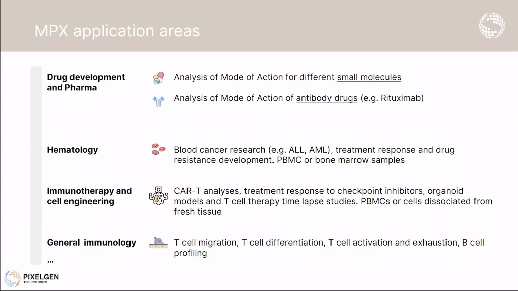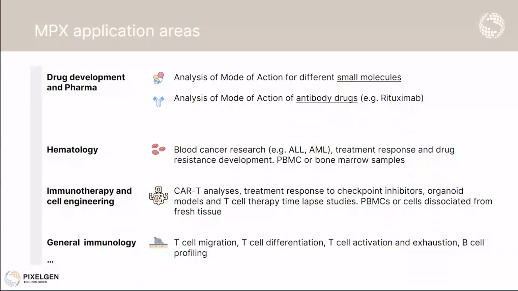Immunotherapy and cell engineering are also very commonly used, doing CAR-T analysis. How can we make CAR-Ts more efficient, for example? When do they become exhausted? Why do they become exhausted? Can we find these patterns or signatures of exhaustion, for example? Also treatment response there, looking at checkpoint inhibitors.